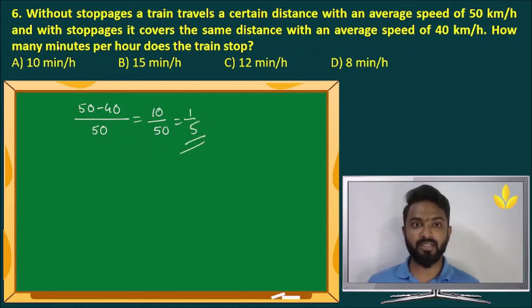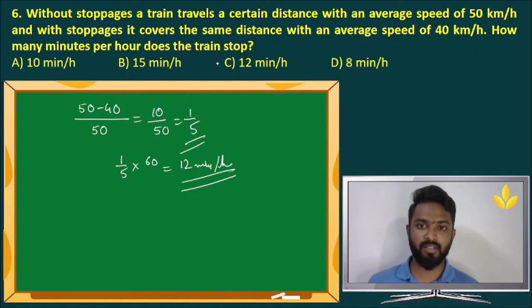Now they have asked how many minutes per hour does the train stop. So 1/5 of the entire journey the train stopped. So 1/5 of 1 hour. 1 hour is 60 minutes. 60 by 5 is nothing but 12. 12 minutes per hour the train stopped. Answer is C. So difference between the speeds divided by the original speed into 60. That is all you need to do in order to get this question. Within 10 seconds flat, you have the answer.